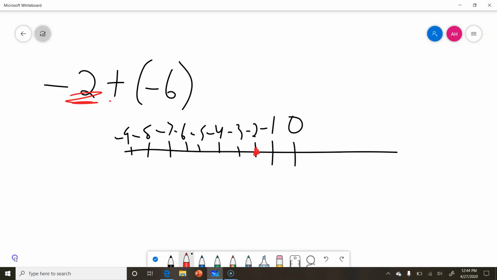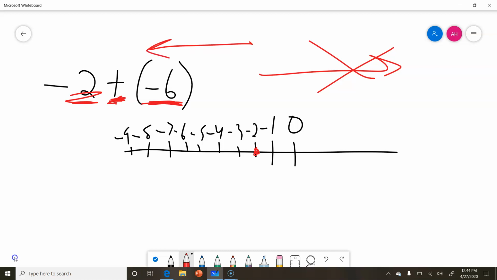Now I'm adding, but this is where it's confusing, because I'm not going to the right this time. Why am I not going to the right? I'm not going to the right because I am adding a negative number. And when I have a plus a negative number, I go to the left. Okay? I go to the left. And how many spaces do I go to the left? Well, I go 6. So I go 1, 2, 3, 4, 5, 6. And where does that leave me? My total answer is negative 8.